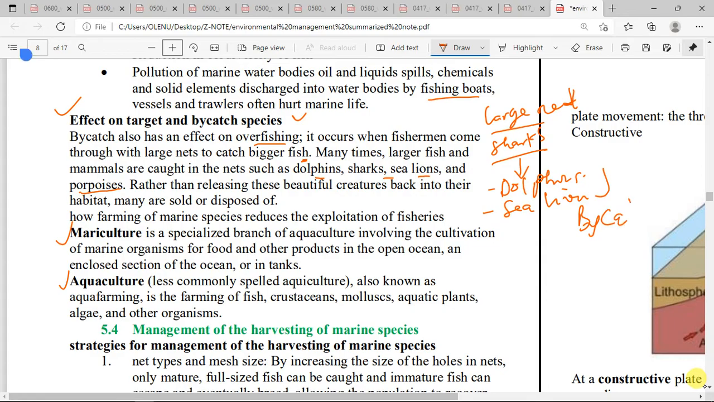They are the bycatch. Now, instead of releasing this bycatch back, you find out that the fishermen normally sell them and derive money from it. So that's an impact of overfishing.